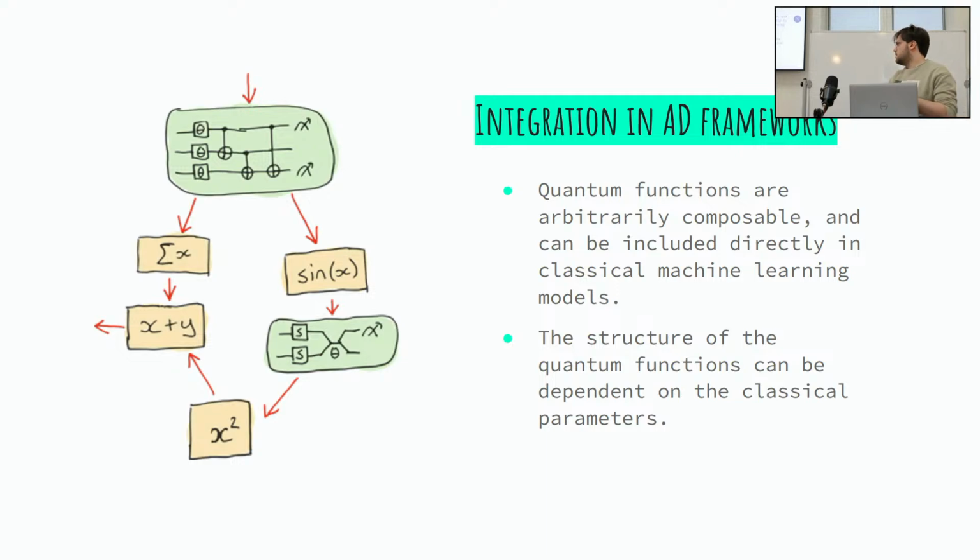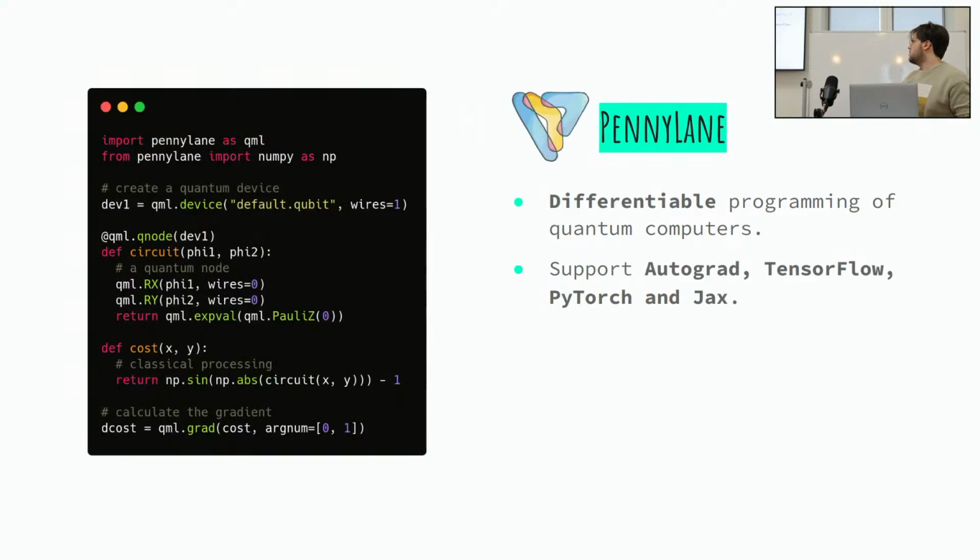So PennyLane is the Python layer of the library, and you see on the left you have a circuit, a quantum function with two rotations, and you see that you can integrate that in a cost function that is using sinus and absolute value, and thanks to automatic differentiation, you can get the gradient of the whole thing.